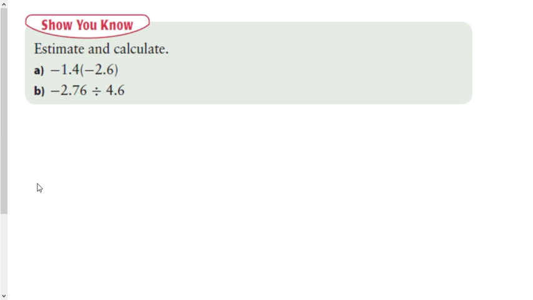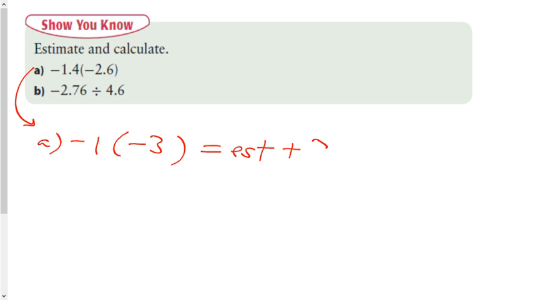Okay, this is our second video from section 2.2 on rational numbers, operations with decimals, rational numbers in decimal form. Our first question here in our exemplar says negative 1.4 times negative 2.6, and it says to first estimate. So if I'm going to make this into an estimation, I'm going to make that negative 1 multiplied by negative 3. I'm going to round it to the greatest place values. And once I round it, negative 1 times negative 3, my estimation for this question will be a positive 3.